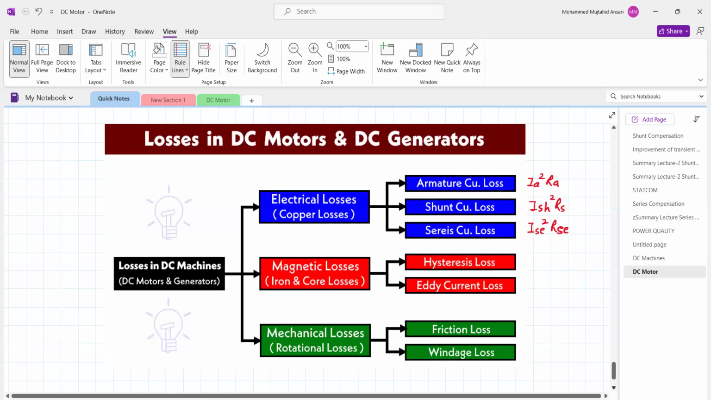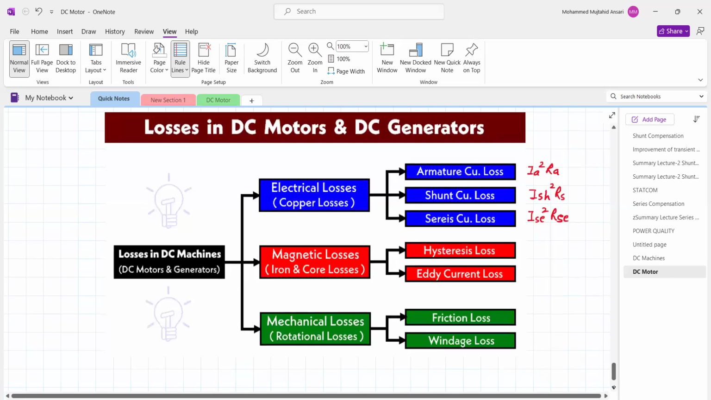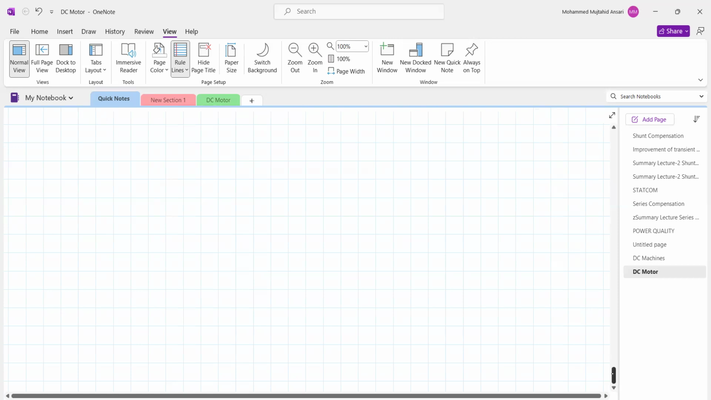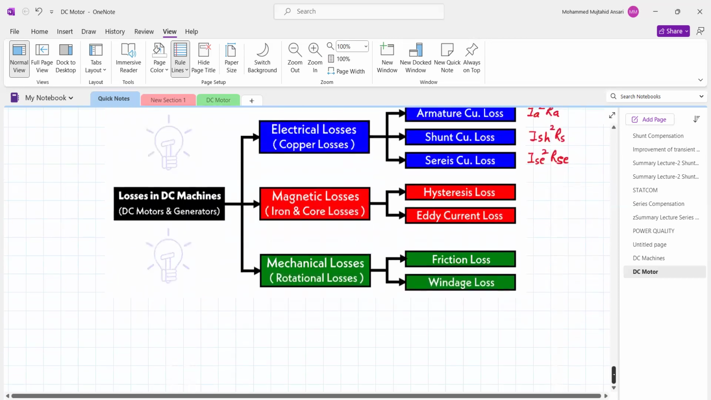This series field current may be equal to the armature current if it is a long shunt, and if it is a short shunt, Ia and Ic have a slight difference. Now magnetic losses, the iron or core losses, are equal to the eddy current loss and hysteresis loss in the armature. Mechanical losses are the rotational losses, that is the frictional and windage loss. So these are the losses. The numericals based on these losses and power stages we will do later on.